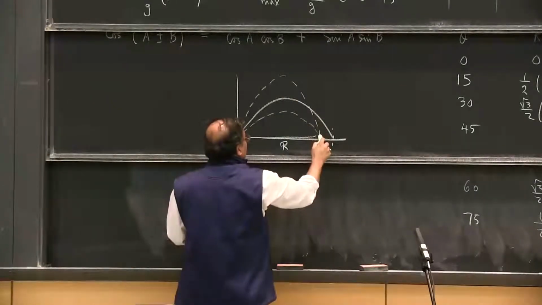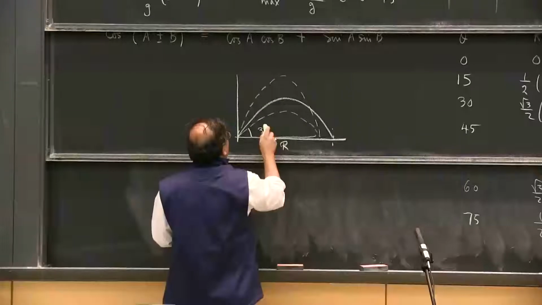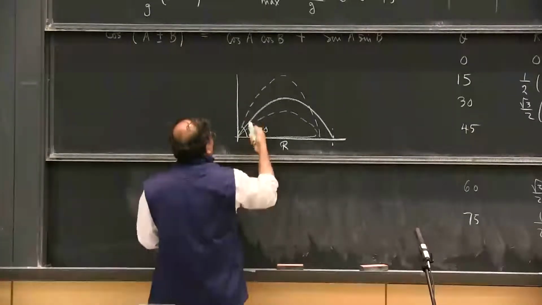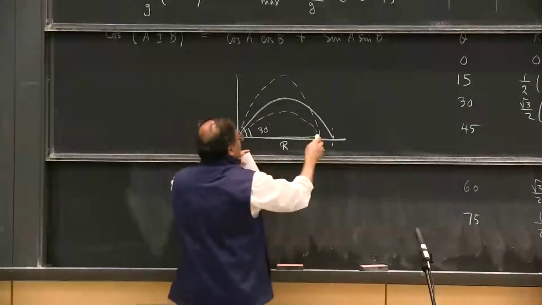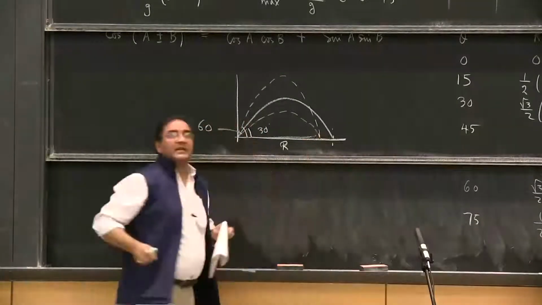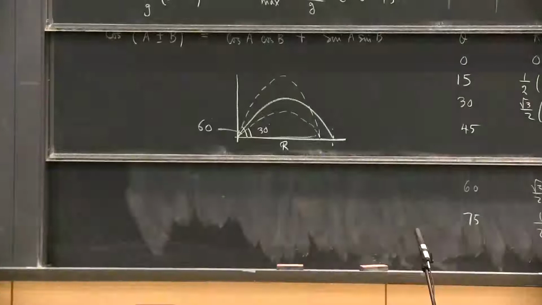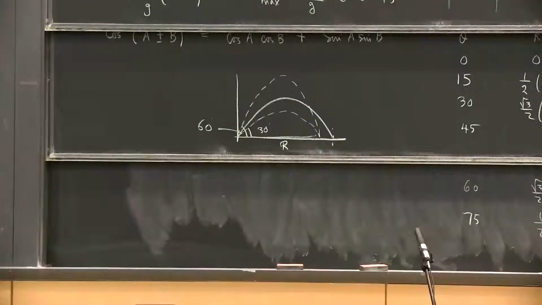In fact, it turns out that if this is 30 and this is 60, the total is 90, they would get to the same point, complementary angles. So you can get the same range by hitting at 30 degrees or at 60 degrees, assuming that there is no air resistance. So the whole thing depends upon how much time you want to put this ball.